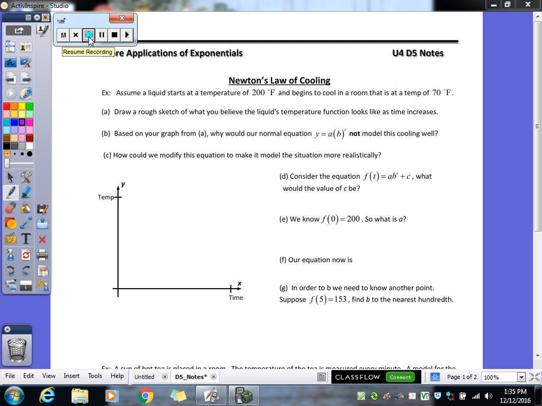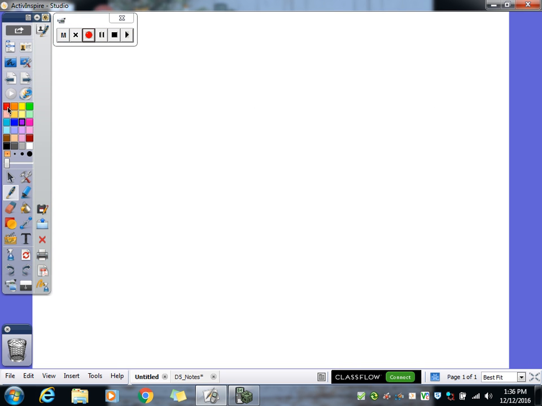So what we're working on today for our day 5 notes is we are doing some more applications with your exponential functions. We're doing a few more than the ones we did last class. If you remember last class, I gave you 3 formulas you need to memorize for your quiz. Who remembers one of them?